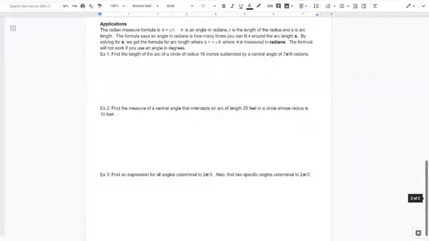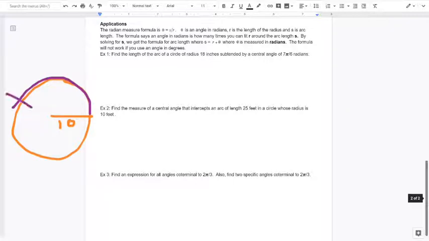Alright, now let's try example 2. It says, find the measure of a central angle that intercepts an arc length of 25 feet whose radius is 10 feet. Okay, so now we have a circle where the radius is 10, and then we have an arc that is around 25 feet. So in other words, we have to figure out what this angle here is, this central angle, okay? And I'll write it in red.